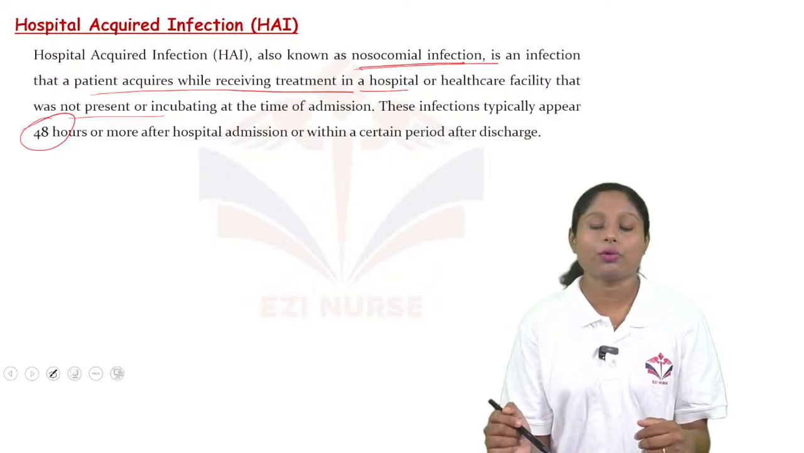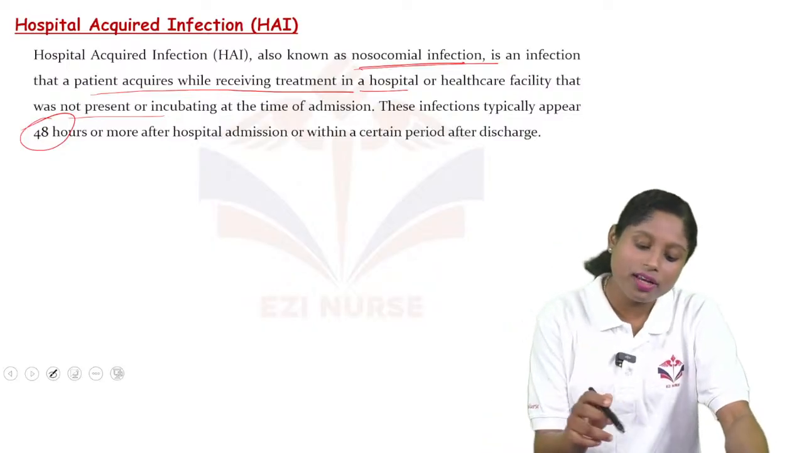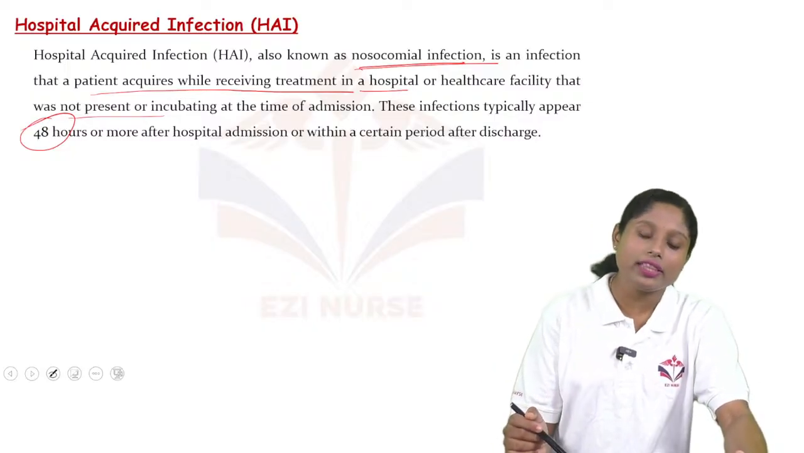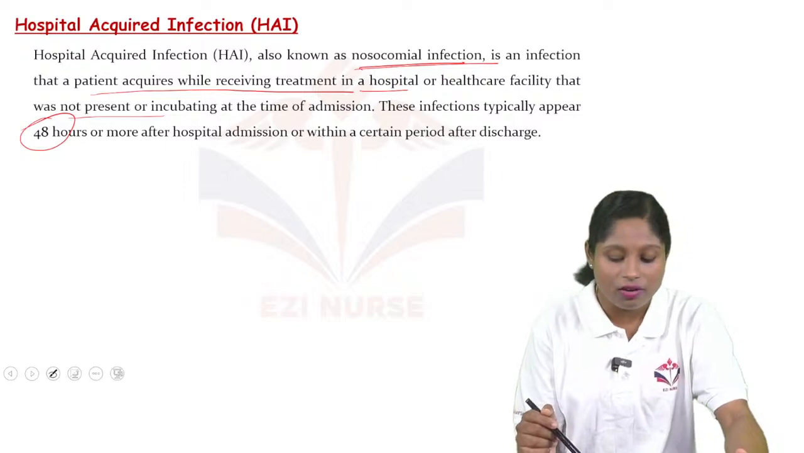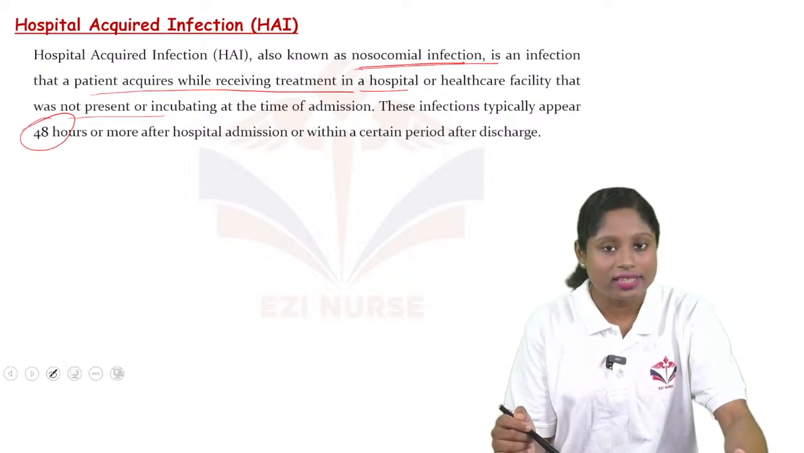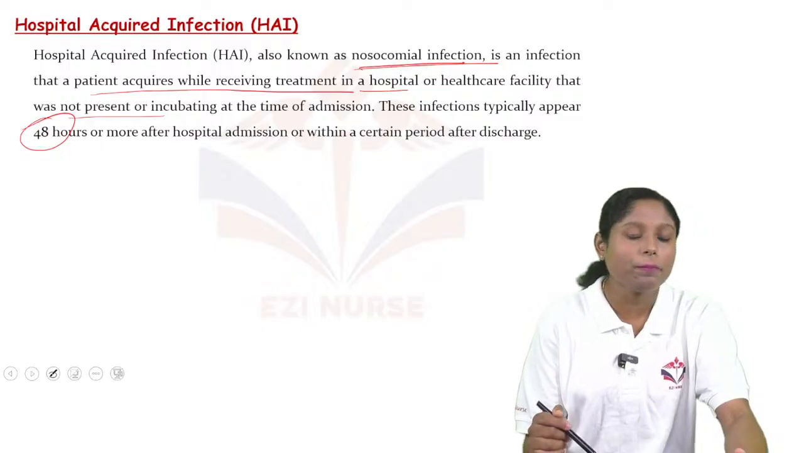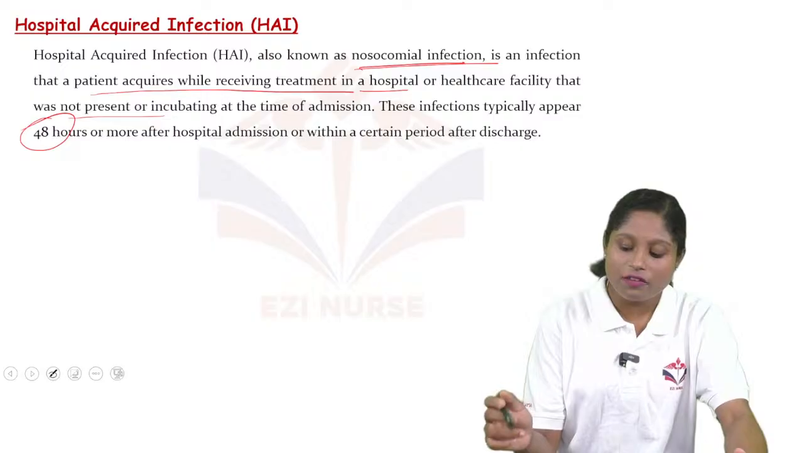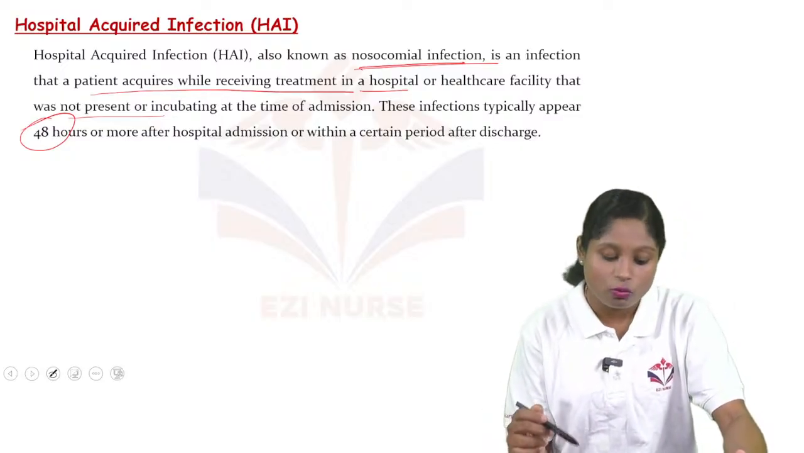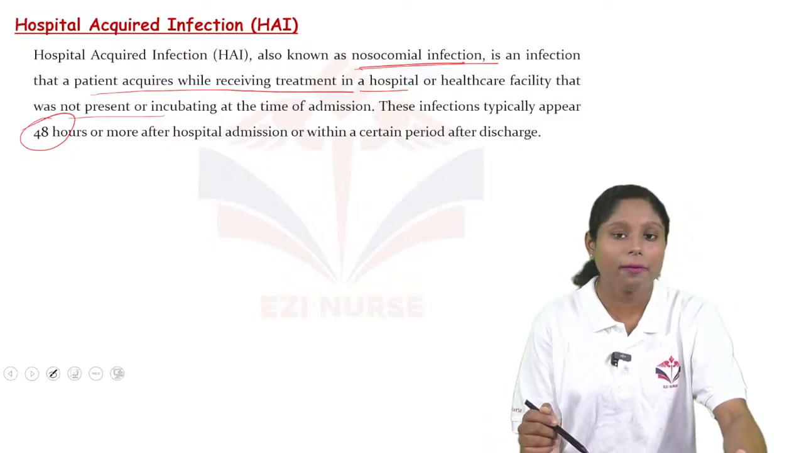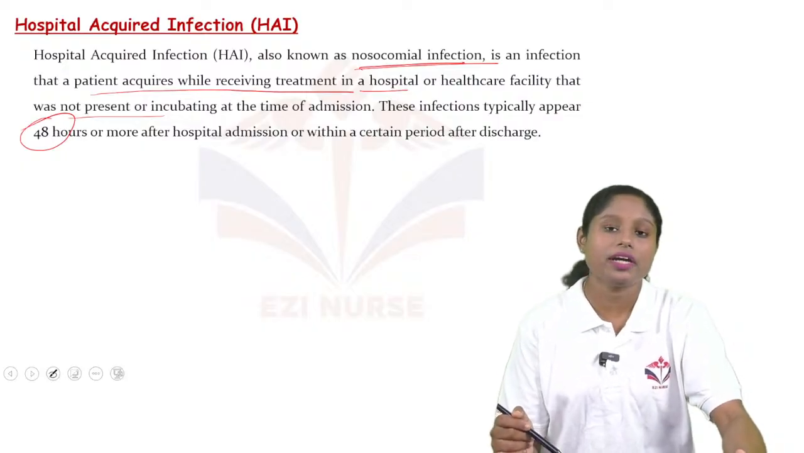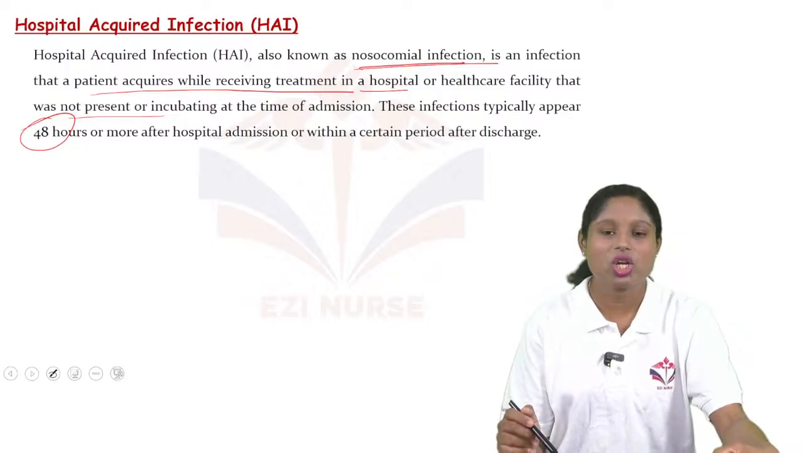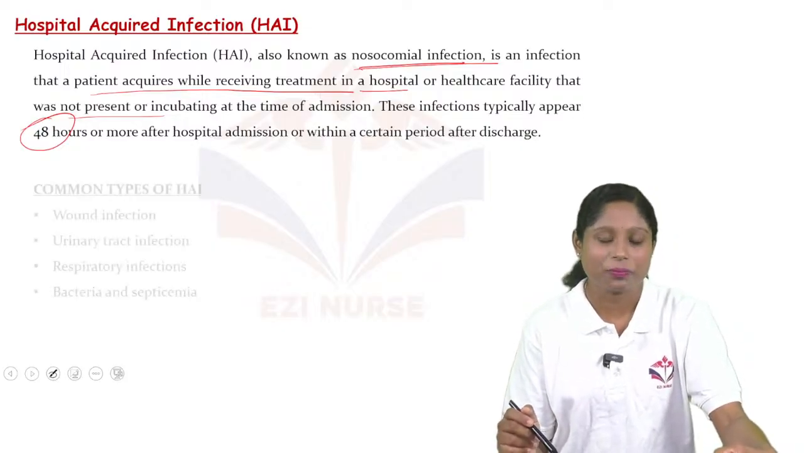So let's see the definition one more time. Hospital acquired infection, also known as nosocomial infection, is an infection that the patient acquires while receiving treatment in a hospital or healthcare facility that was not present or incubating at the time of admission. These infections typically appear 48 hours or more after the hospital admission or within a certain period after discharge. So this is the definition of hospital acquired infection, also known as nosocomial infection.